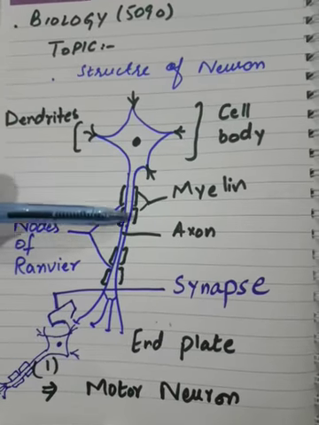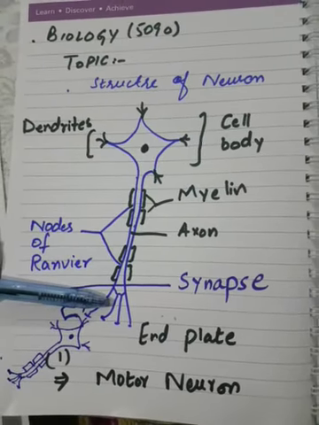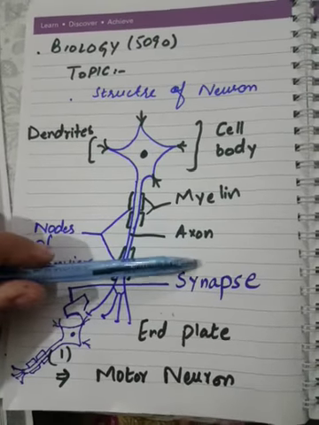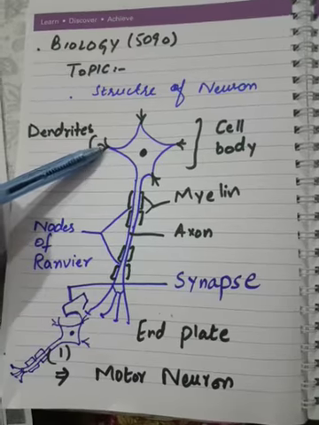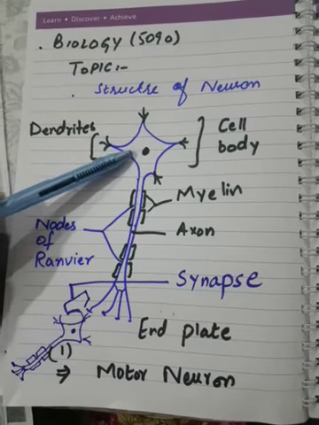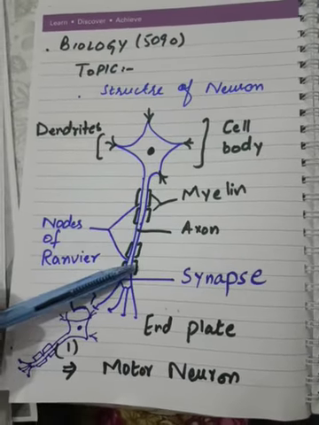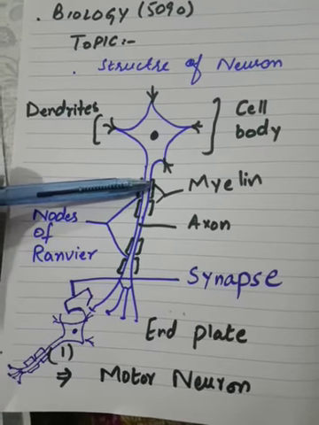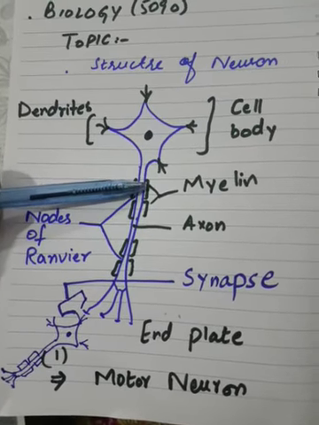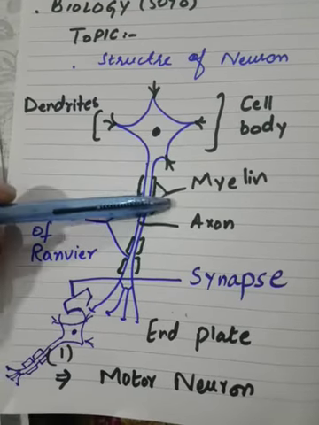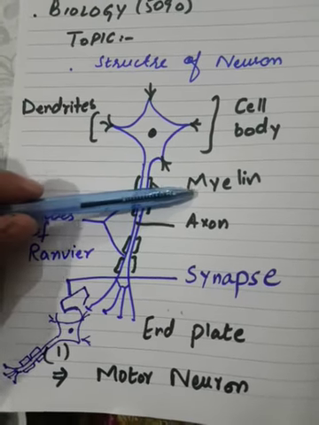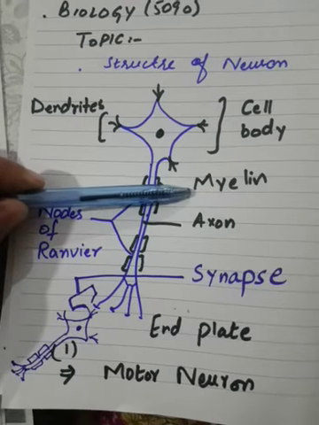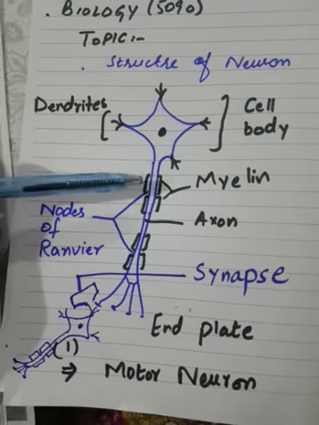Then we have this elongated part of the neuron. This elongated part is called the axon. A-X-O-N. The information which is collected from the dendrites then moves along the axon. You can see a structure covering the neuron, and this is a specific chemical. The name of that chemical is myelin, the myelin sheath. This is actually providing insulation to the axon.